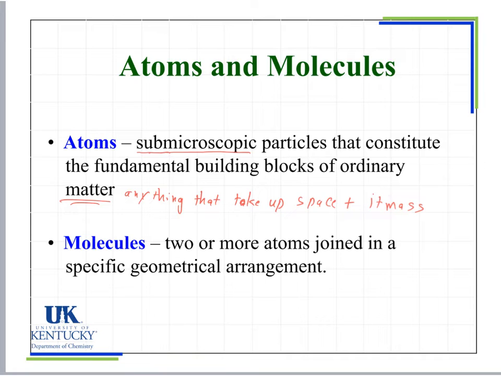So what is a molecule? A molecule is 2 or more atoms that are bonded together in a particular geometric arrangement. For example, one of the most famous examples of a molecule is H2O, water. Everyone knows that H2O is water, and how they are bonded together. We know that two hydrogens are bonded with oxygen with this geometry. So that is an example of a molecule.